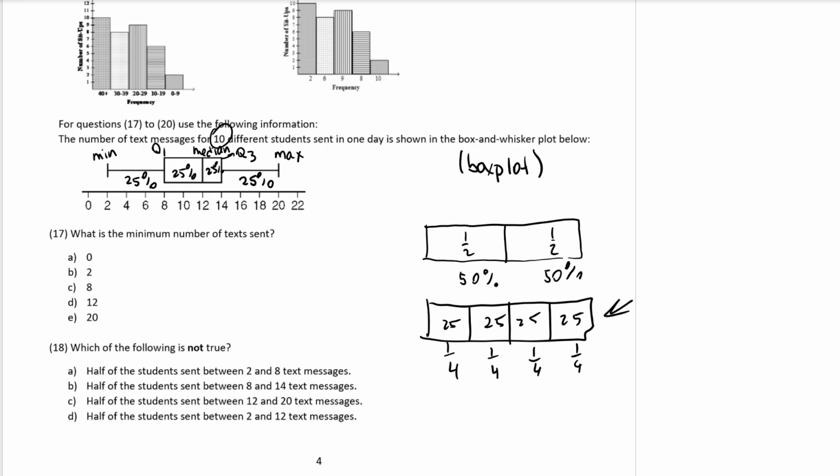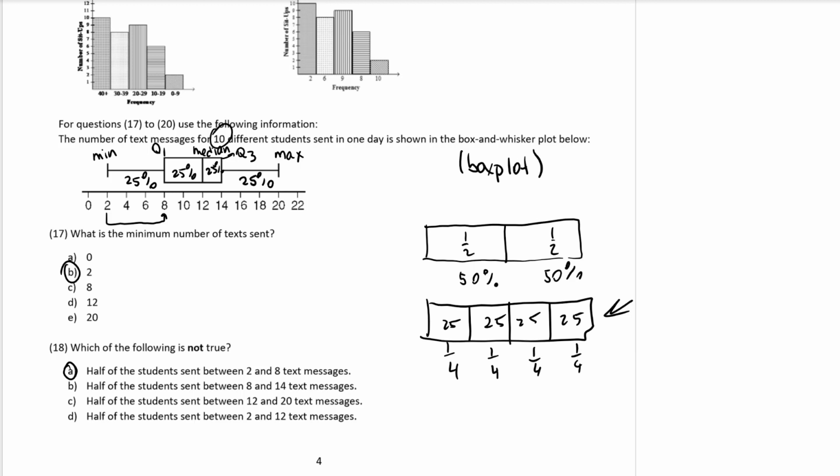So what is the minimum number? Well, this one I think is straightforward. Which of the following is not true? Half of the students send between 2 and 8 messages. So let's go ahead and look. 2 and 8, that's not a half. So that's immediately not true. But let's look at the other ones and double check that we understand that that's actually true.